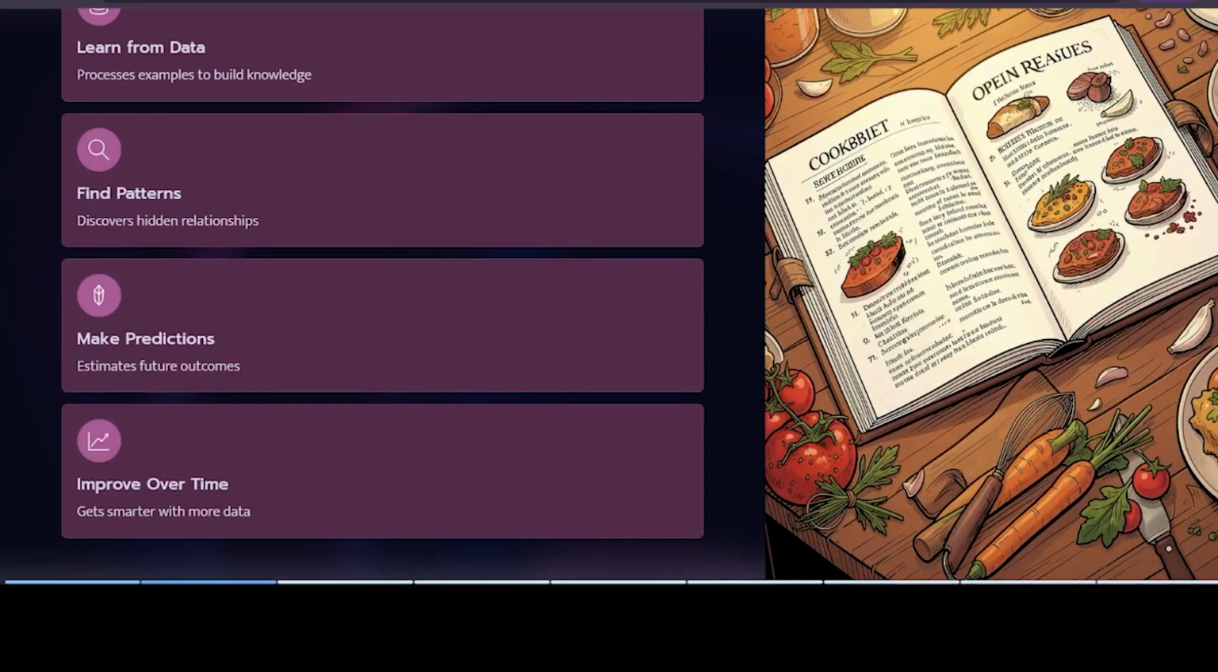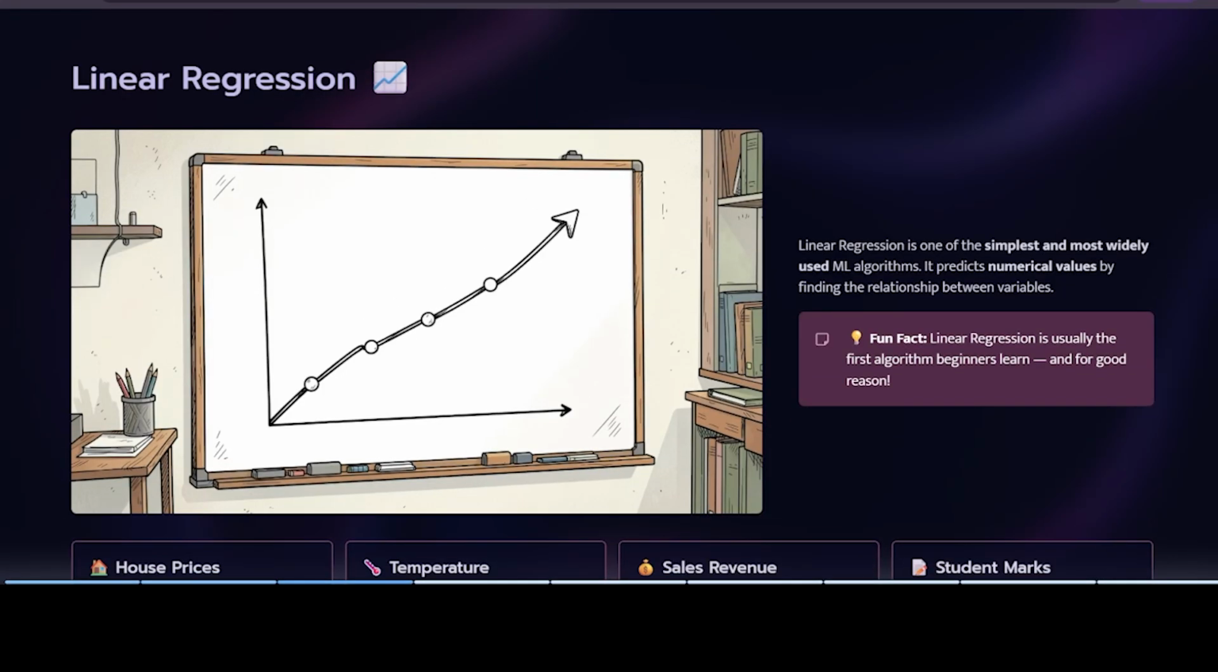And then we are going to see linear regression. Linear regression is one of the simplest as well as most popular machine learning algorithms. It is mainly used to predict numbers.